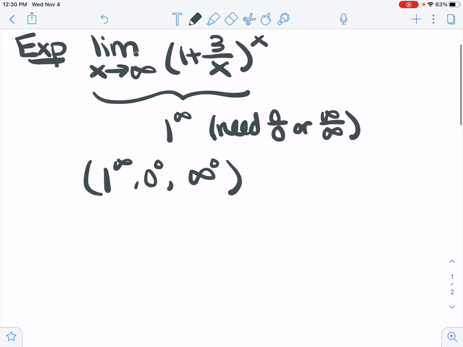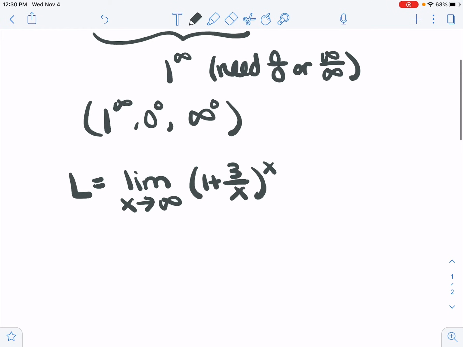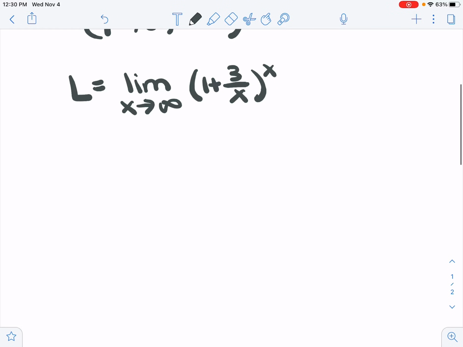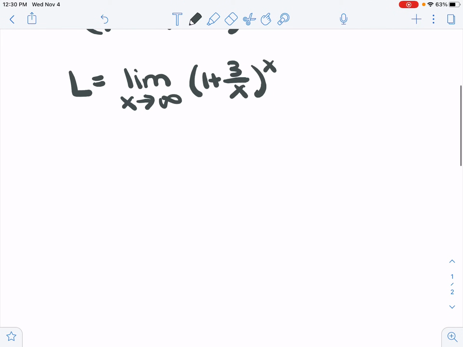So what we're going to do first is let L equal this limit that we have. So L is the limit of (1 plus 3 over x) to the x. And remember, L is what we want. We want to find the value of L. So the problem, of course, is we need this 0 over 0 or infinity over infinity, instead of something with an exponent. So how do you get rid of an exponent? Logarithms, right? Logarithms get rid of exponents. We're going to take the natural log of both sides here.